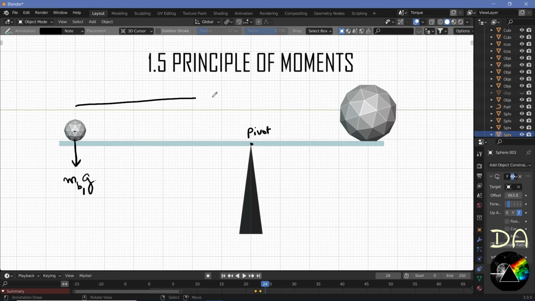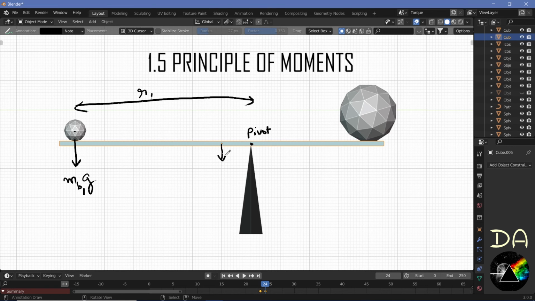So it's at a distance of r1 units. Now, something that we shouldn't forget is that this beam itself has a center of mass, or center of gravity, over here. So its weight is not acting right above the pivot. So its torque is also going to be added.